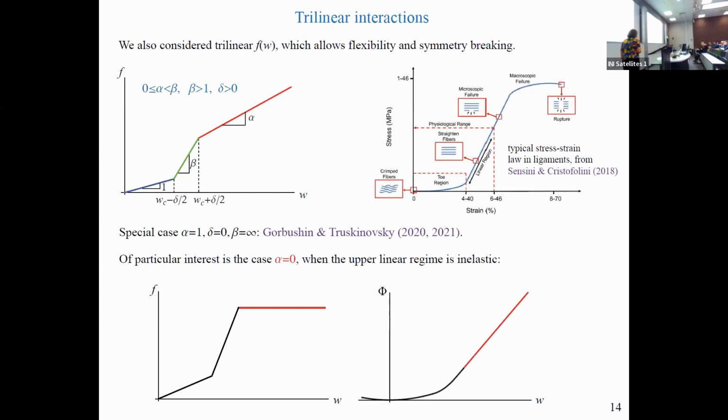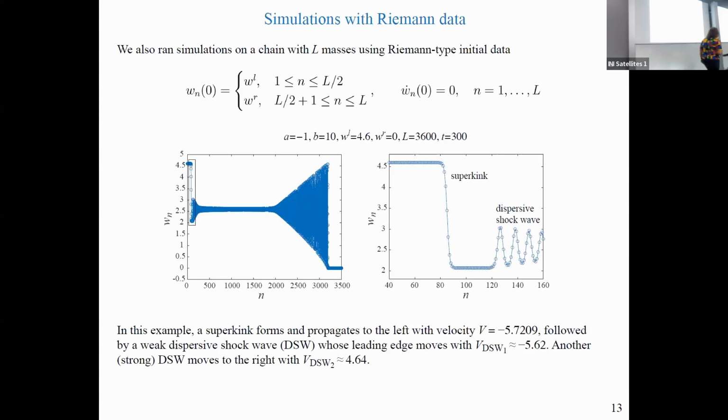Okay. So what this illustrates, and there were other solutions like this, is that a super kink is quite robustly formed from generic Riemann initial data, along with dispersive shock waves, which I guess is of interest to many people in this room.